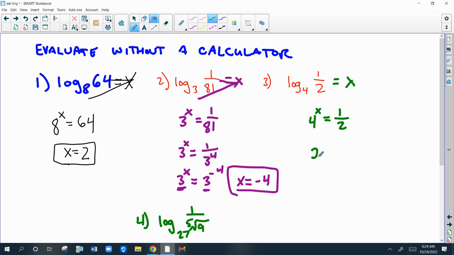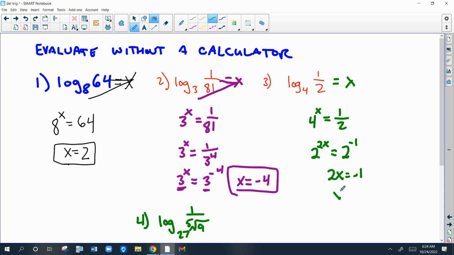So 4 is 2 to the second. That's all to the x. So when you raise that exponent to a power, you multiply exponents. So it's 2 to the 2x. 1 over 2. It's 2 to the first down there, so you bring it up to make it 2 to the negative first, and then set the exponents equal to each other.